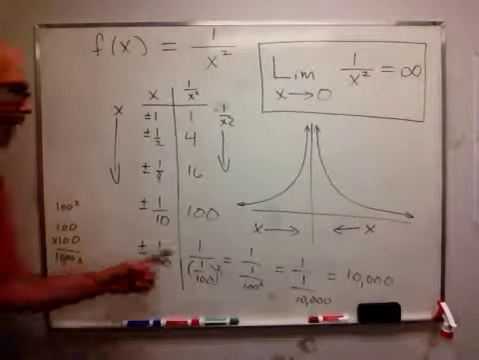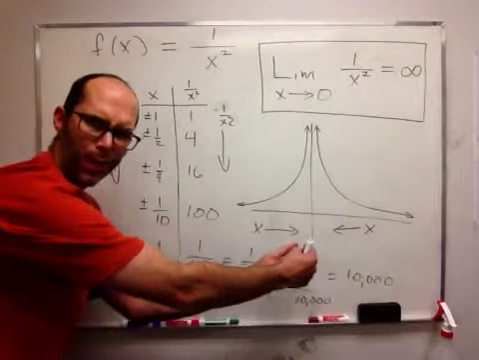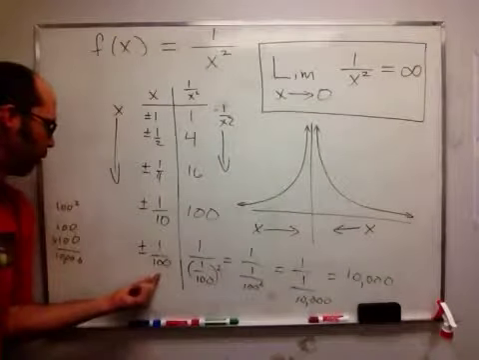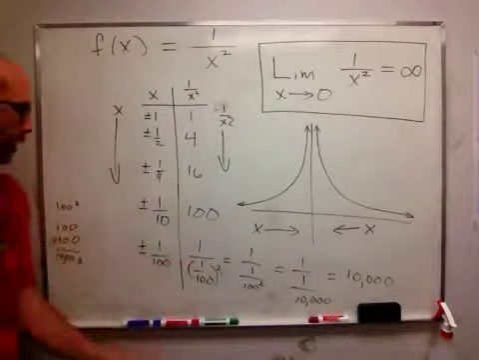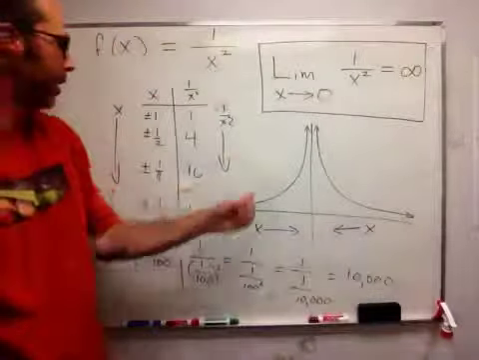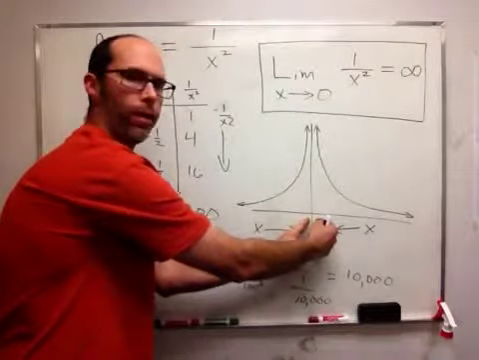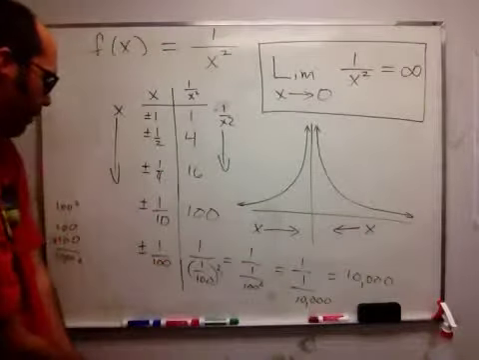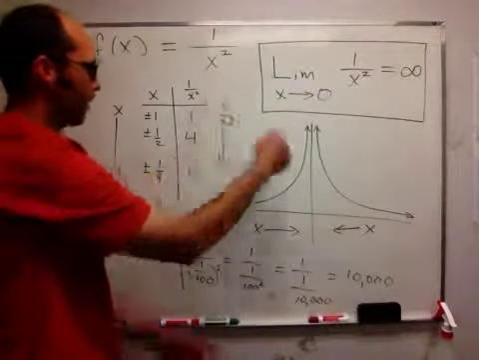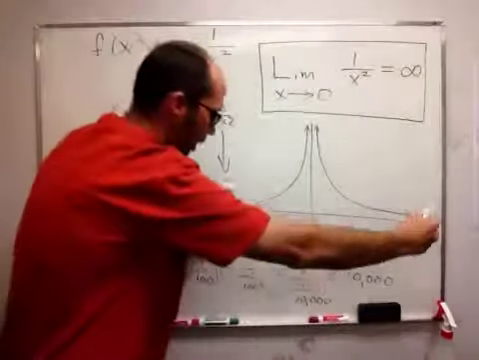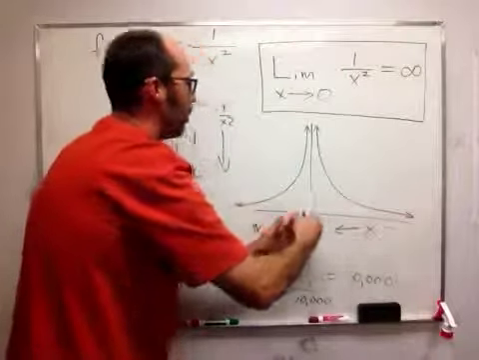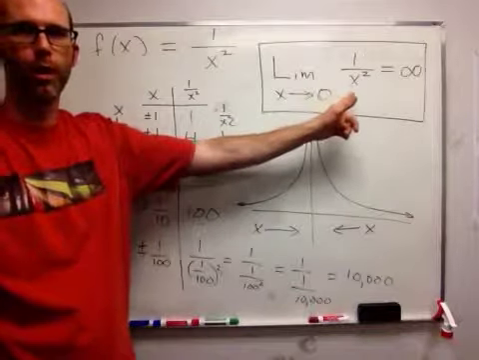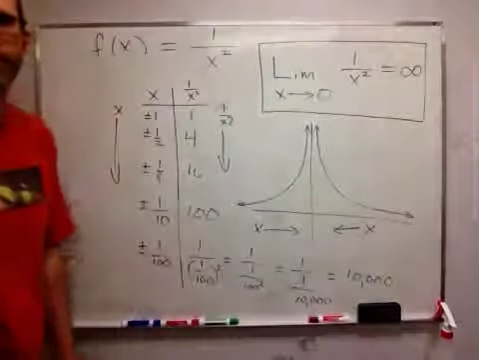So as we get really close here, 1/100th, that's really close, right? We put 1/100th into our function and we get out 10,000. So it's getting huge. 1/100th is close, and our function value is huge. So as x approaches 0, the limit as x approaches 0 of 1 over x squared is infinity. It gets huge.